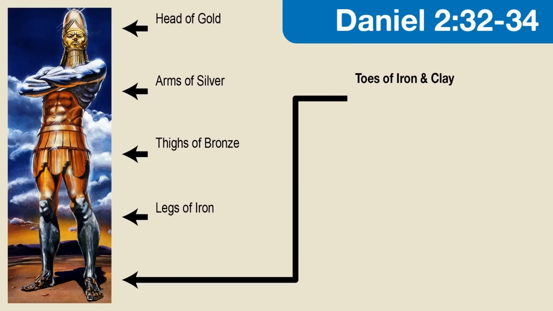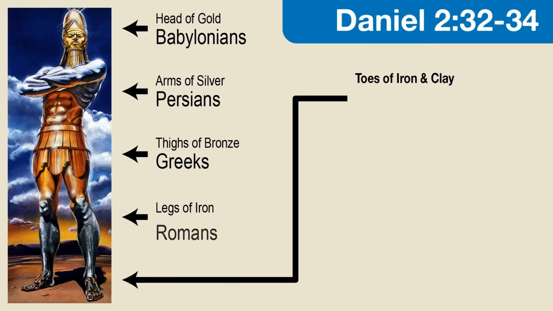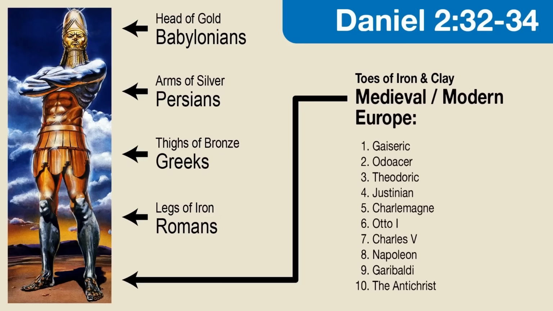Growing up, I was taught that this statue was a blueprint for the future, given to Daniel during the Babylonian period. I was told that the head represented Babylon, the arms represented Persia, the thighs represented Greece, and the legs represented Rome, with the 10 toes representing various medieval and modern powers from Europe, the last one being the Antichrist, who was about to appear.